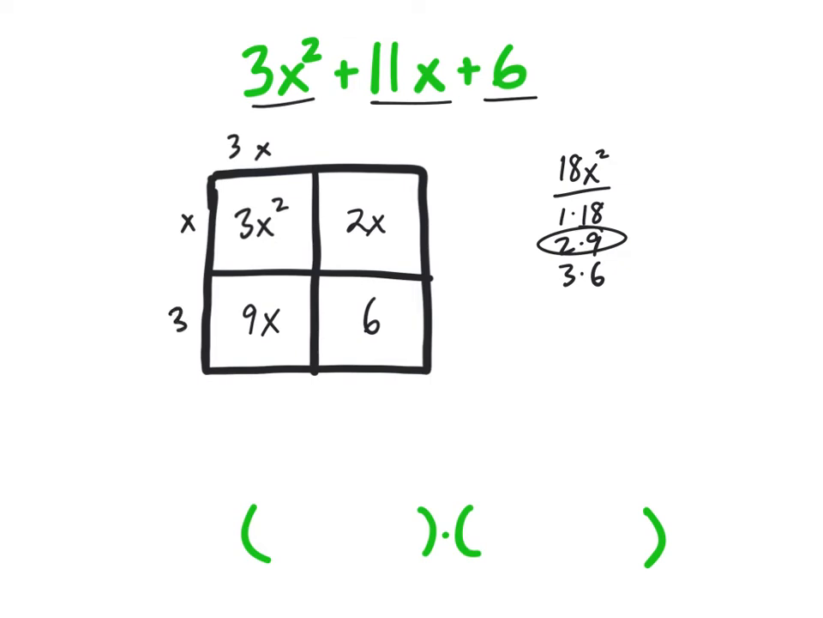How many times does 3 go over into 6? That would be 2 times. And we could double check that last box, that 2 times x equals 2x. So just doing a bunch of mini multiplication problems. Our base has 3x plus 2. Our height has x plus 3. And I have factored.